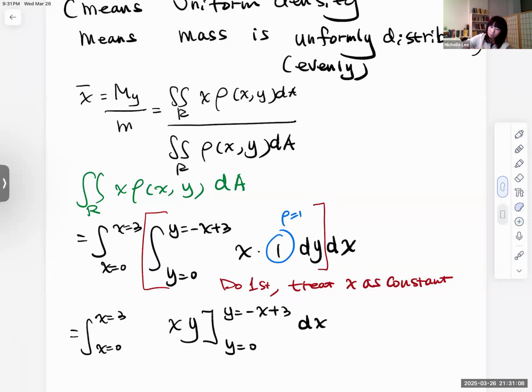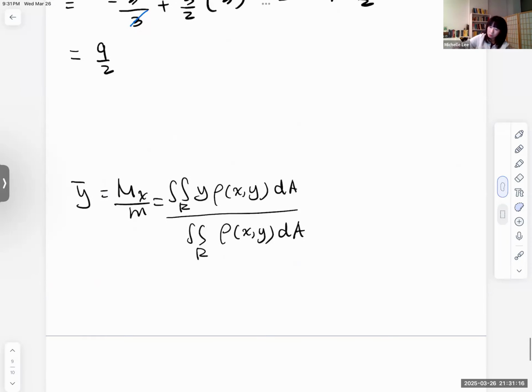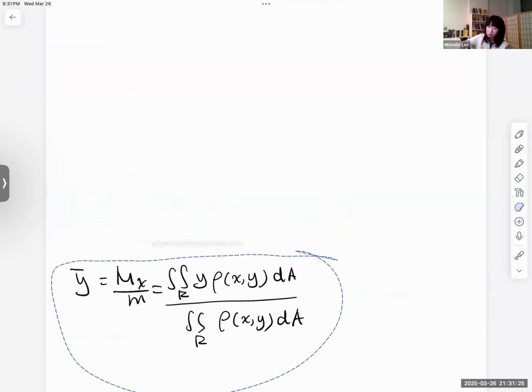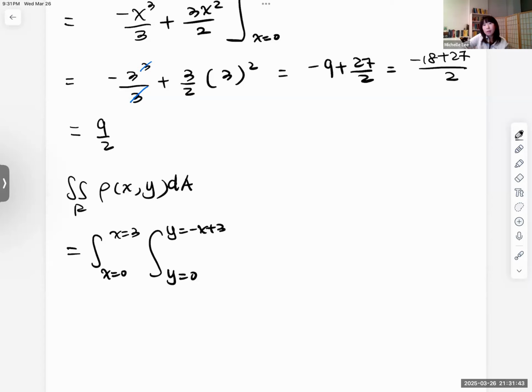It's only 1, right? Copy. Oh, a lot of work. Okay, so let's move this one. It's 1, so we have x equal to 0 to 3, y equal to 0 to negative x plus 3, and 1, dy dx.